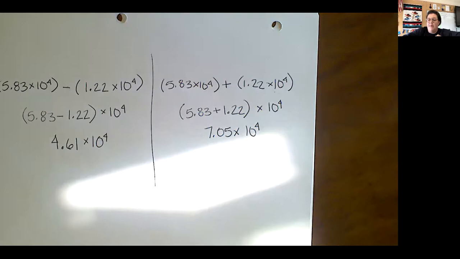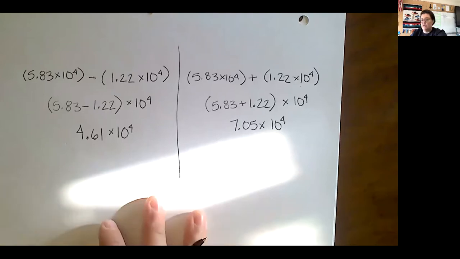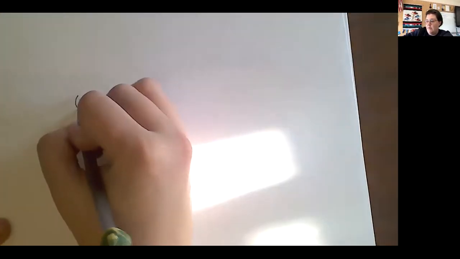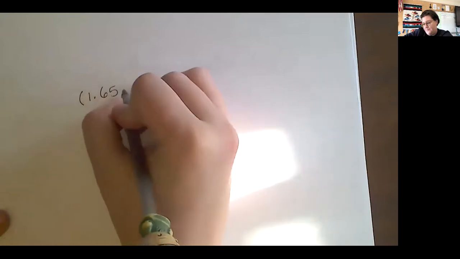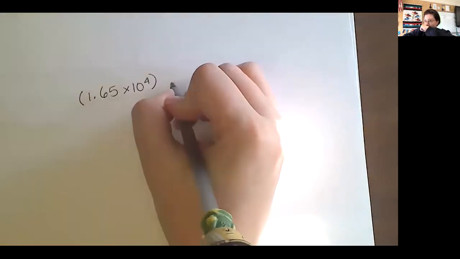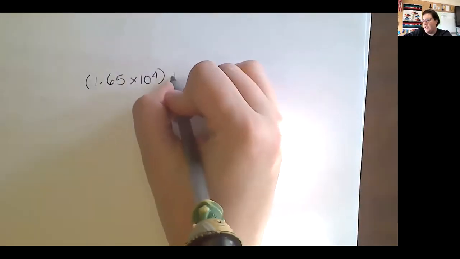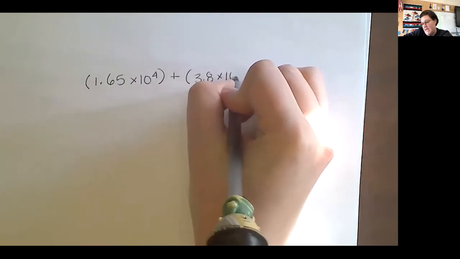So what happens? There's two things that might happen when we're doing this that we need to be aware of. One of those things is that maybe when we start, our exponents aren't the same. So let's try it if our exponents were not the same. So let's say we have, I'm just going to make one up, 1.65 times 10 to the fourth, plus 3.8 times 10 to the second.